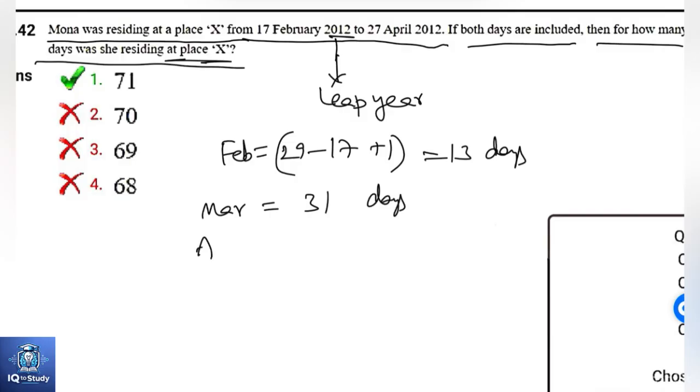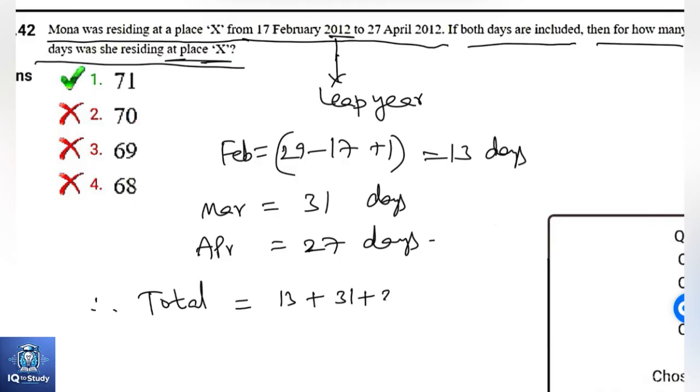and in April it is 27 days. So the total number of days is equal to 13 plus 31 plus 27, which is 71 days. Option 1.